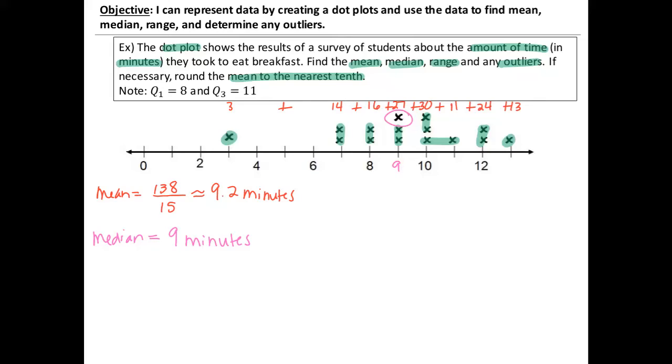All right, so I got the mean, I got the median. Now I have to do the range. So for range, remember we do the max minus the min. So what's my maximum value? 13 minus the minimum, which is 3. So that ends up being 10 for the range.